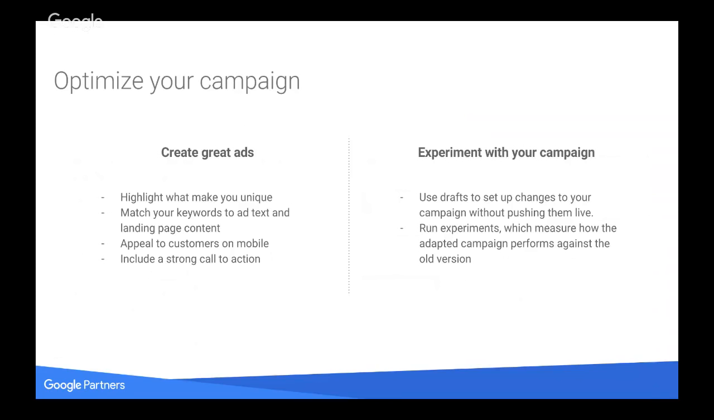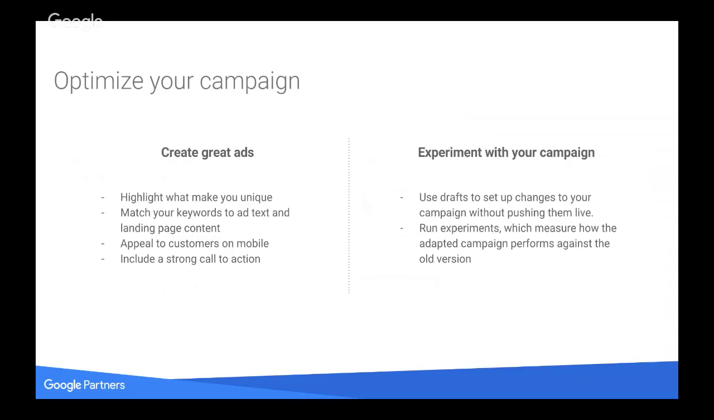Now, we're down to the last section of this presentation, where we'll be discussing how you can optimize your campaign. So the key points to keep in mind here are creating great ads, as well as experimenting with your campaign. Now, in terms of creating great ads, it's always best to keep in mind, like we discussed earlier, AdWords policies, but to make sure that your ads are the most relevant to your users.